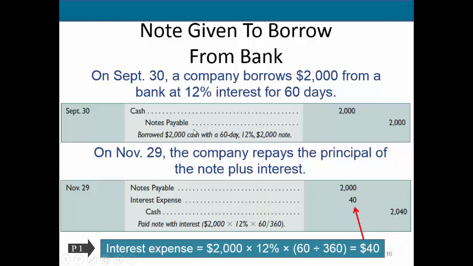Now, we have time that has passed. 2 months have passed, so the 60 days or so have passed, and we're going to repay the note and the interest. This is very similar to what we did on the previous slide. The interest is $2,000 multiplied by that annual percentage rate of 12%, multiplied by 2 months out of the year. So that gives us $40 in interest. We pay off the note payable for $2,000. We record the interest that we have now incurred as an expense, and then we pay the principal plus the interest of $2,040.